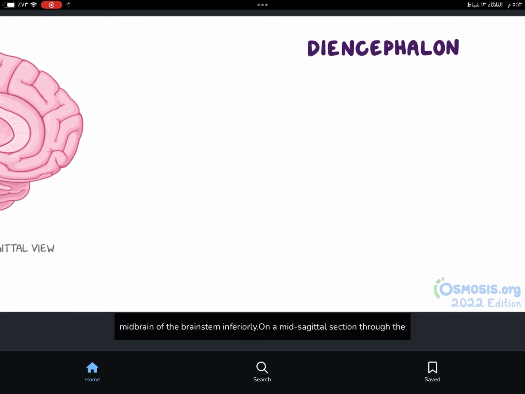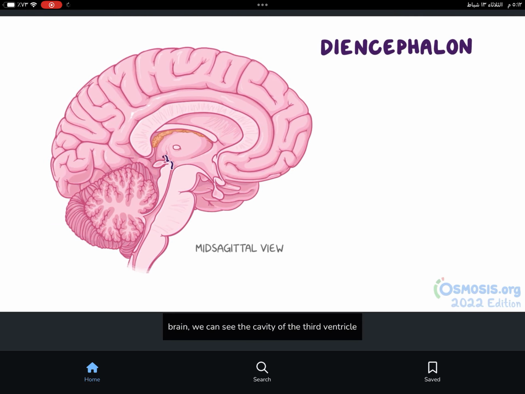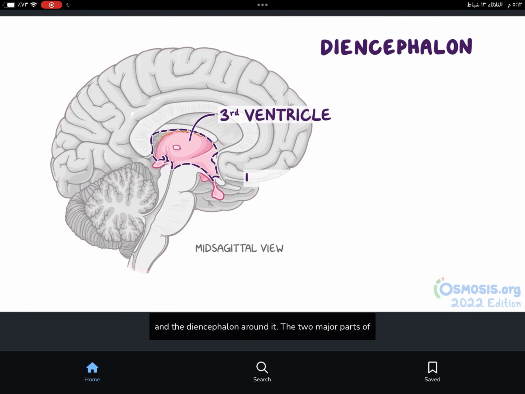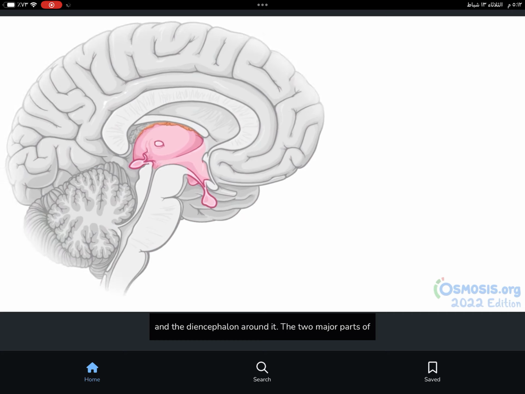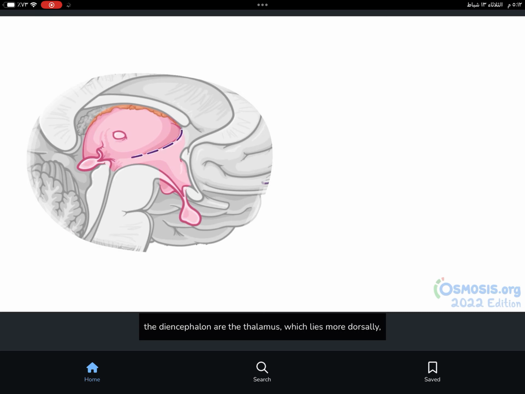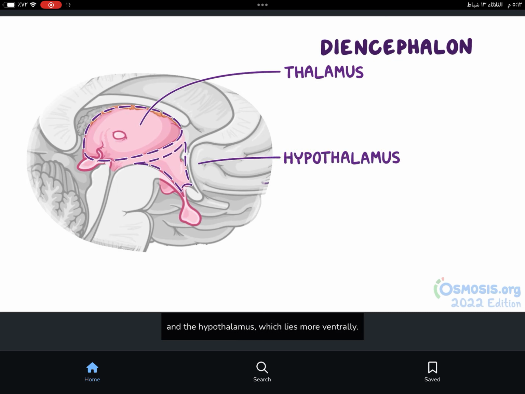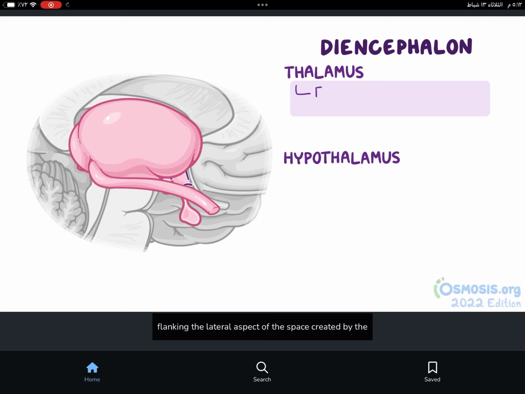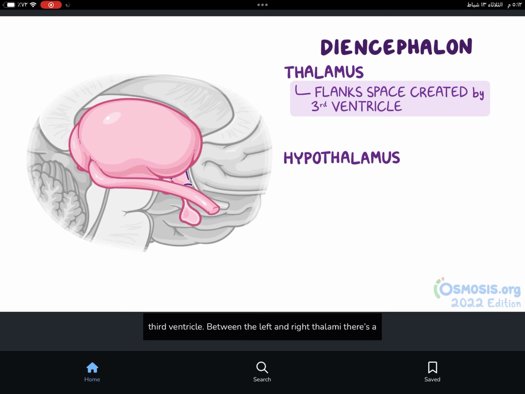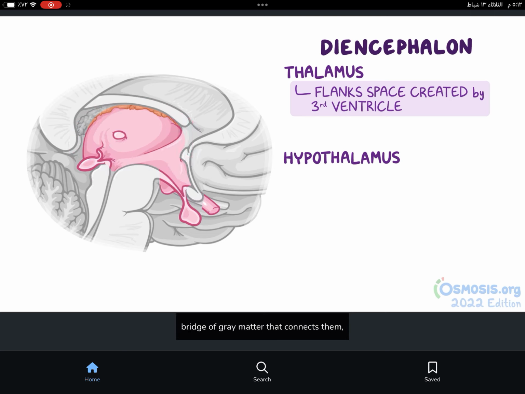On a mid-sagittal section through the brain, we can see the cavity of the third ventricle and the diencephalon around it. The two major parts of the diencephalon are the thalamus, which lies more dorsally, and the hypothalamus, which lies more ventrally. There are actually two thalami, one on each side, flanking the lateral aspect of the space created by the third ventricle. Between the left and right thalami, there's a bridge of gray matter that connects them, called the interthalamic adhesion, or connection.